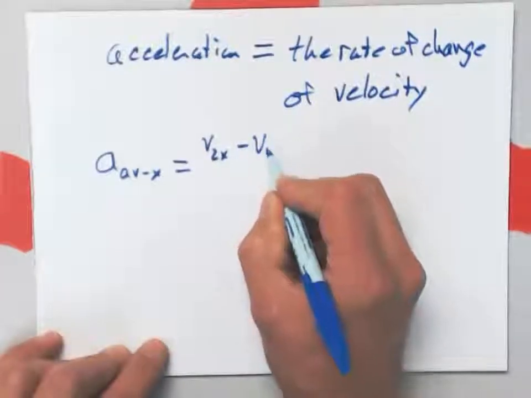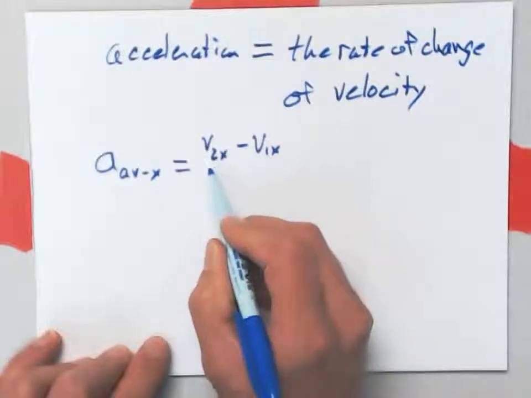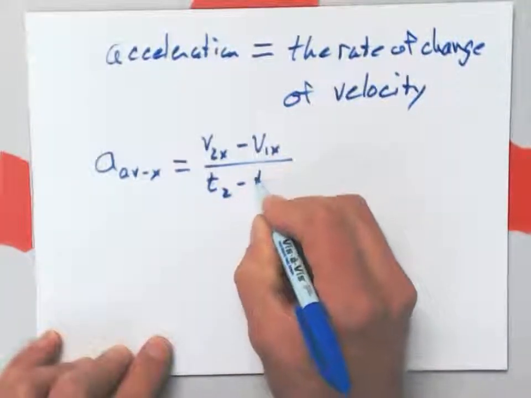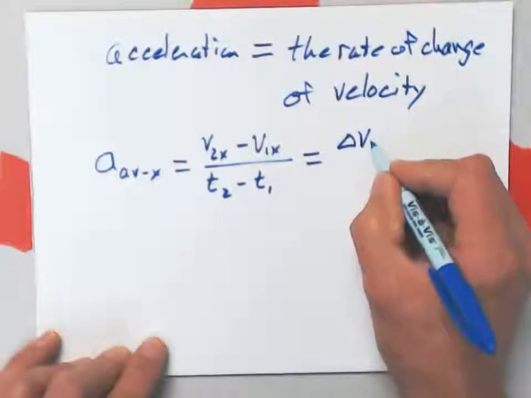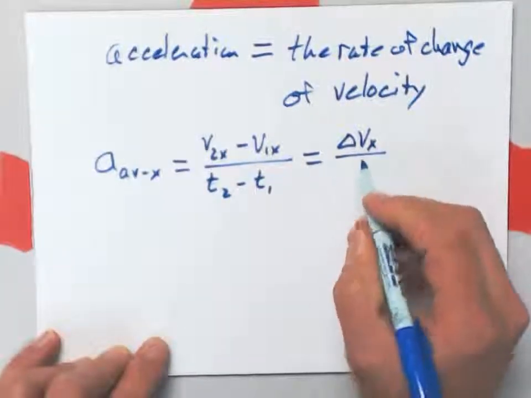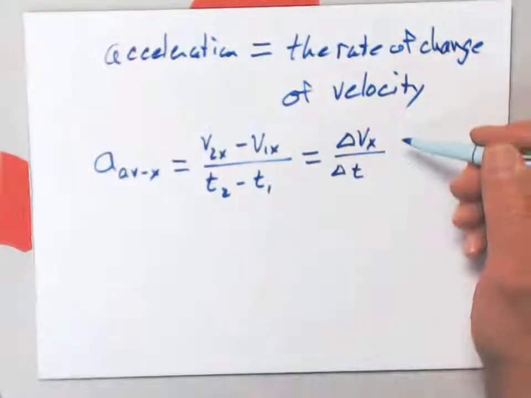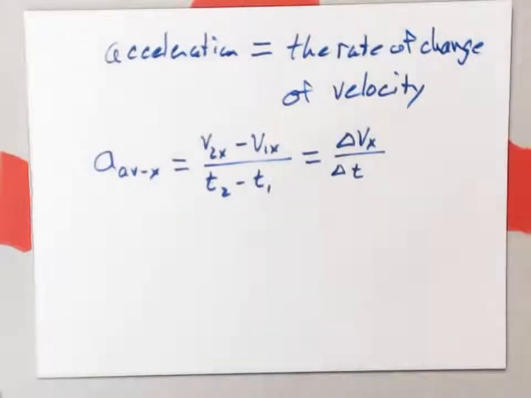v2x minus v1x. These are the velocity at a time 2 and the velocity at a time 1, and then divided by t2 minus t1, which can be simplified to delta v sub x over delta t. This is the change of velocity in the x direction, divided by the change in time. The numerator is the change in velocity. The denominator is the change in time. When you calculate that ratio, you get the rate of change of velocity.